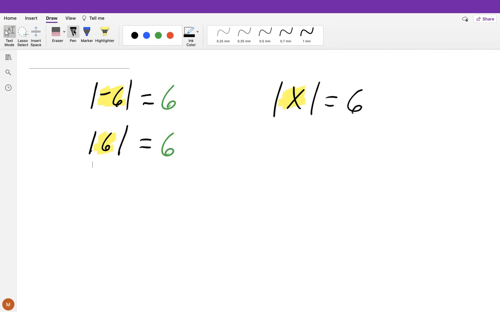Sometimes it'll be 1, and that's only when our absolute value is 0. Sometimes there'll be no solution. We'll talk about that in the future.